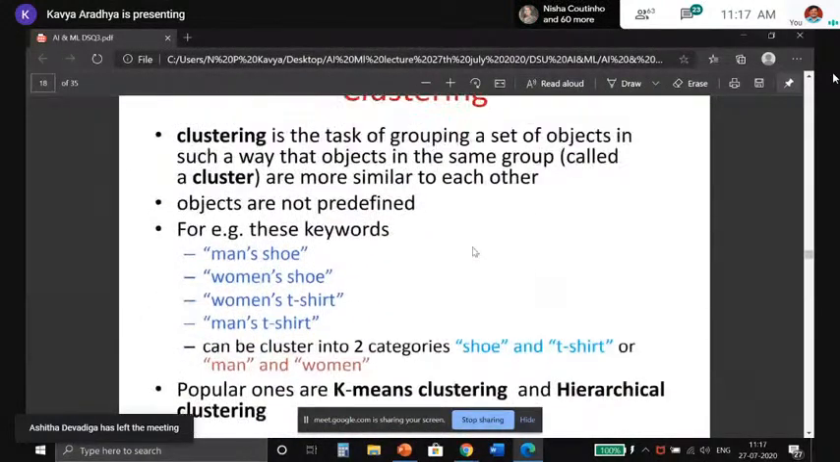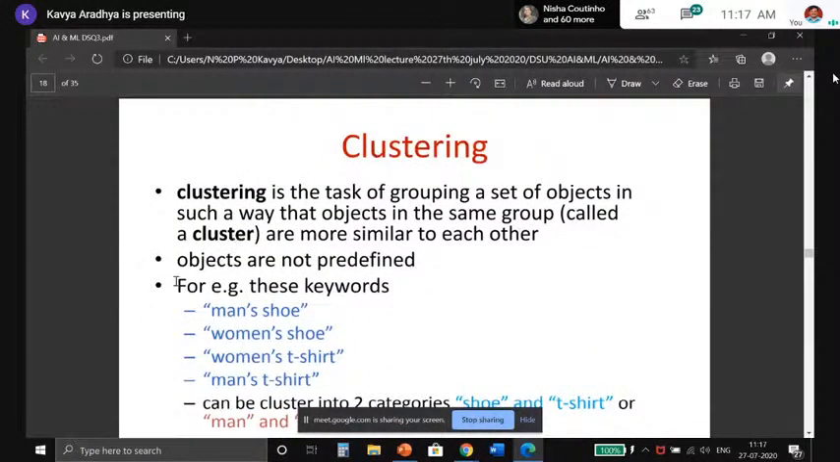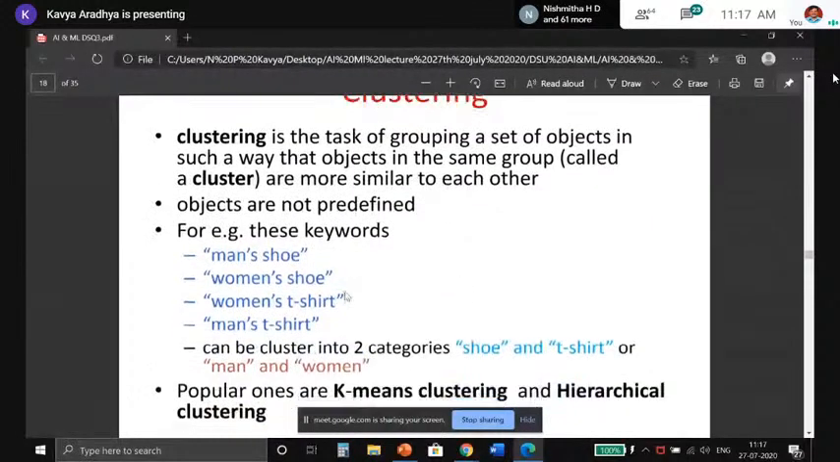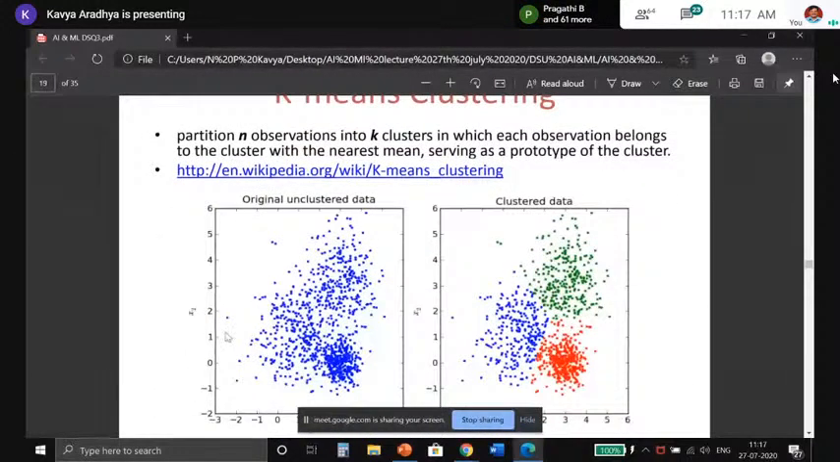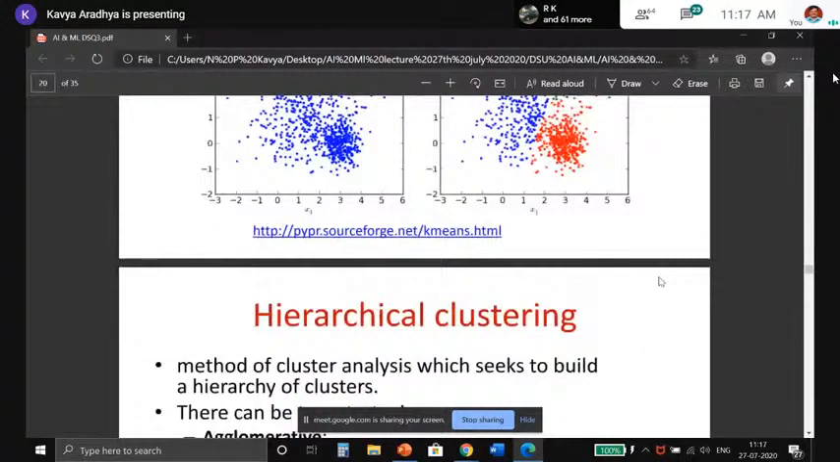Clustering: this example for clustering is very interesting. You can see here, you're going to make groups of objects. These are the keywords you have identified in the group of objects: man's shoe, woman's t-shirt, man's t-shirt. What are the different categories you identify here? Shoe and t-shirt, or it could be man and woman. There are different types of clustering algorithms. Here, unclustered, and here it is clustered. You can see the colors here, making them into different groups.